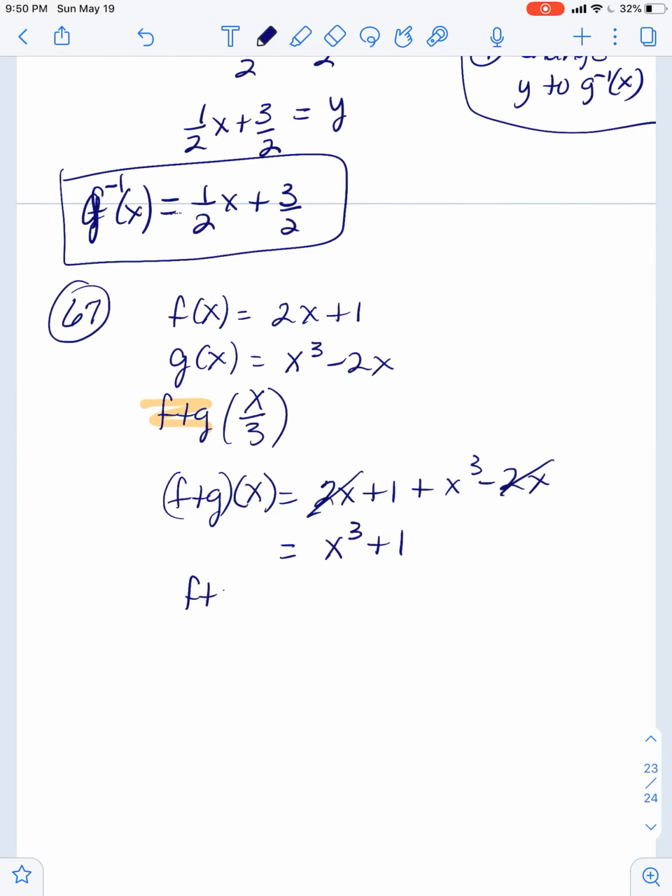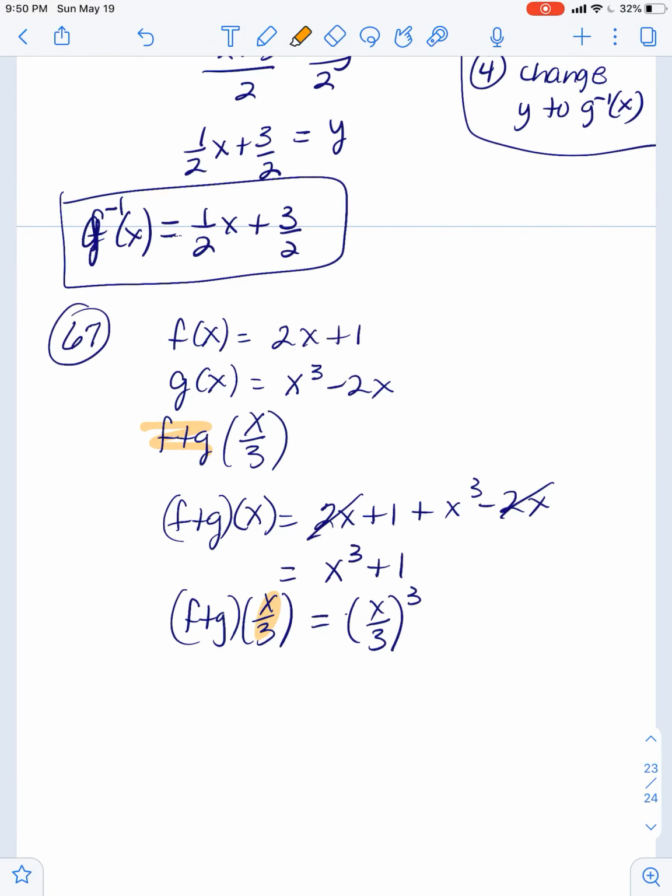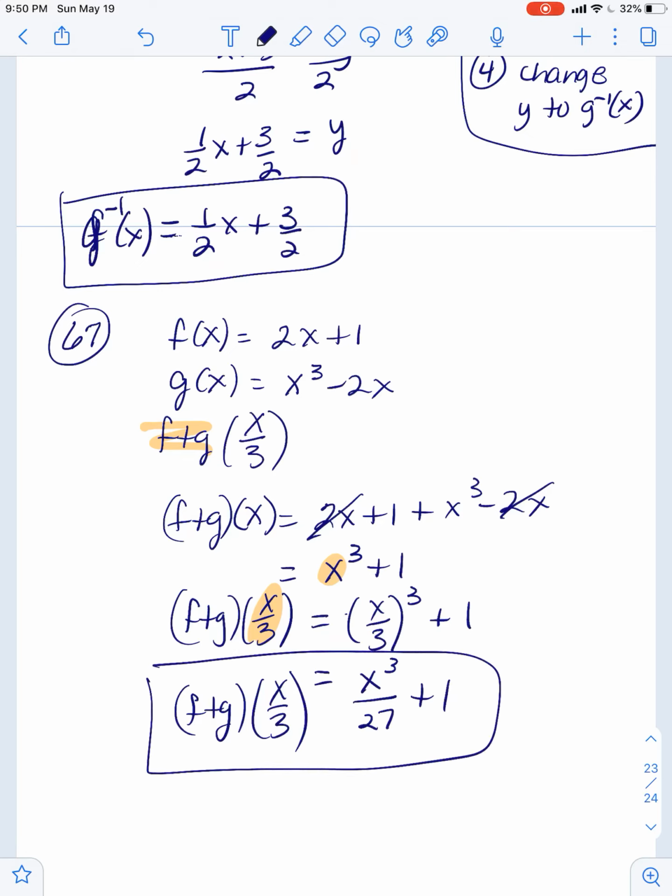Now I'm going to do f plus g of x over 3, which means just take that problem and put x over 3 where the x is. Okay, it is a substitution. Okay, I'm putting this where the x is. Okay, and now I'm going to simplify. So x cubed and 3 cubed would be 27 plus 1. And that would be my final answer. Okay? So in other words, when I add the function together and then I substitute x over 3 in, that's what I'm going to get.